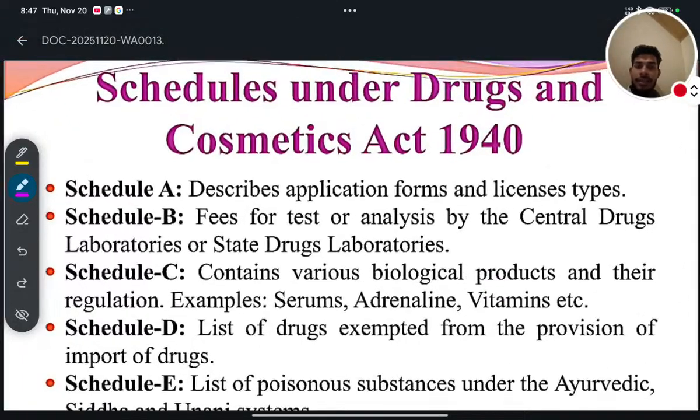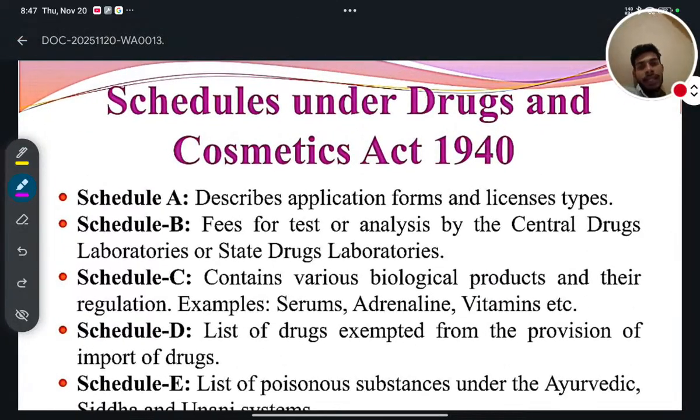Let's start the schedules under the Drugs and Cosmetics Act 1940 of the subject Pharmaceutical Jurisprudence. You have to remember this topic is very important for different pharmaceutical exams such as GPAT, NIPER, RRB, CRE, and also Drug Inspector, UPSC, CDSCO. For all the exams, this topic is very important. Questions come from this topic 110%. So you have to remember all the schedules. I'll give you the trick to remember them.